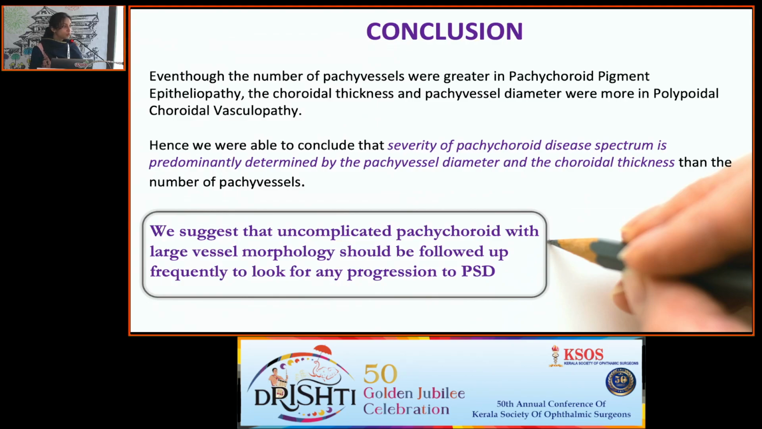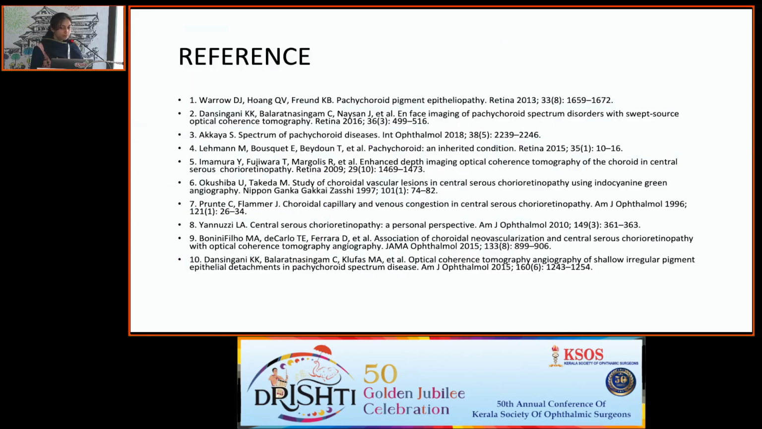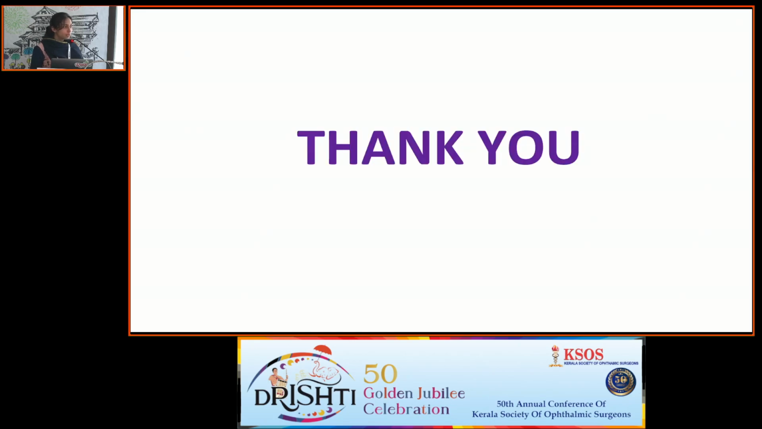Hence, we were able to conclude that the severity of a pachychoroid disease spectrum is predominantly determined by the pachyvessel diameter and the choroidal thickness rather than the number of pachyvessels. And we also suggest that patients with uncomplicated pachychoroid and large vessel morphology be followed up more frequently to look for any progression to the pachychoroid disease spectrum. These are my references. Thank you.